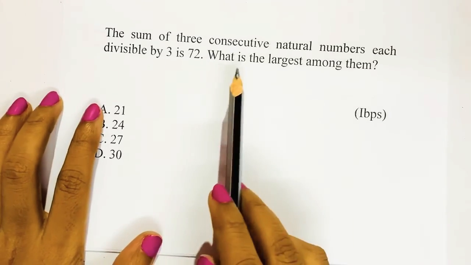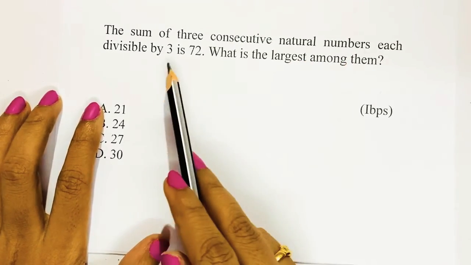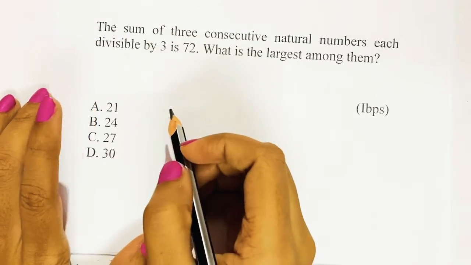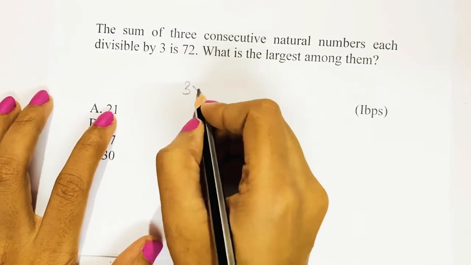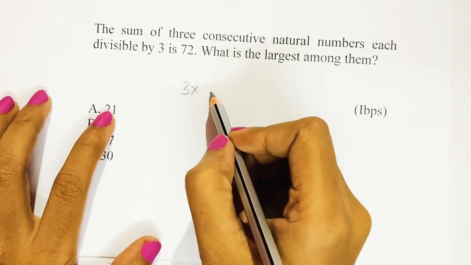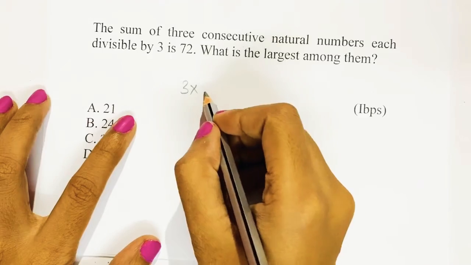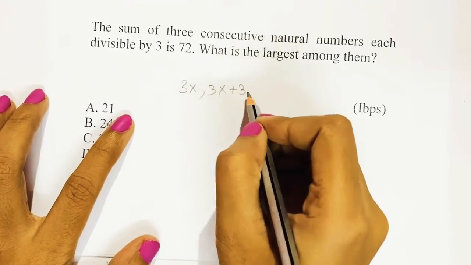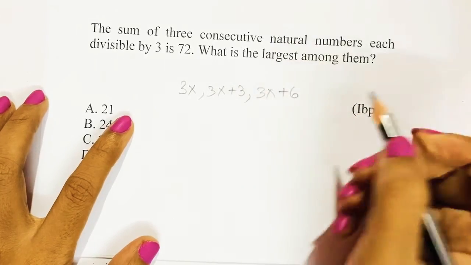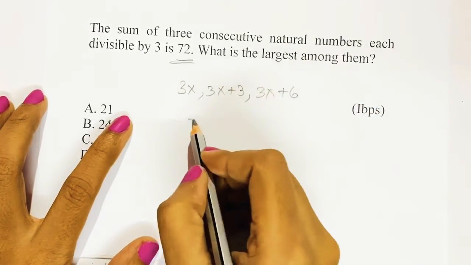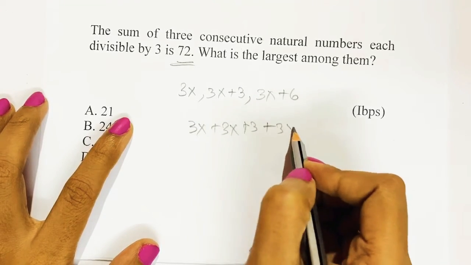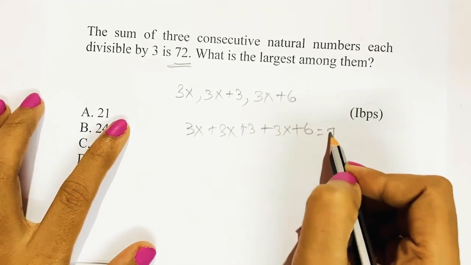The sum of 3 consecutive natural numbers, each divisible by 3, is 72. What is the largest among them? Let's consider a number divisible by 3 to be 3x. They are saying 3 consecutive numbers. So the number next to this, which is a multiple of 3, will be 3x plus 3. The number after this will be 3x plus 6. It is said their sum is 72. So 3x plus 3x plus 3 plus 3x plus 6 is equal to 72.